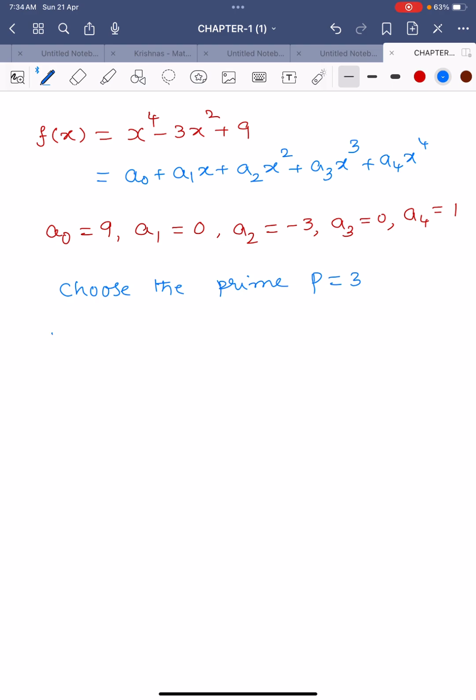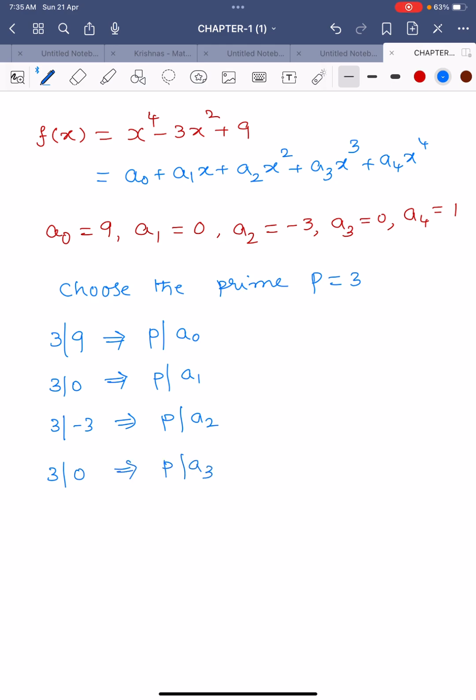Now you check that 3 divides 9. It is clearly p divides a naught. 3 divides 0, it means p divides a1. 3 divides minus 3, it means p divides a2. 3 divides again 0, which means p divides a3. Now check, but 3 does not divide 1. It means p does not divide a4. Instead of a4 you can write an also.